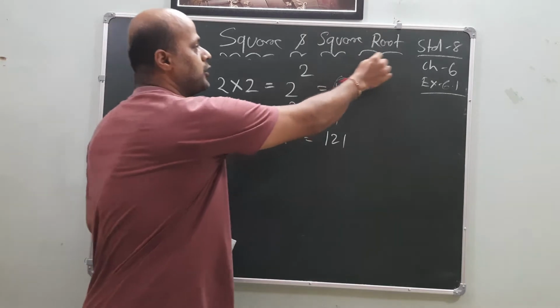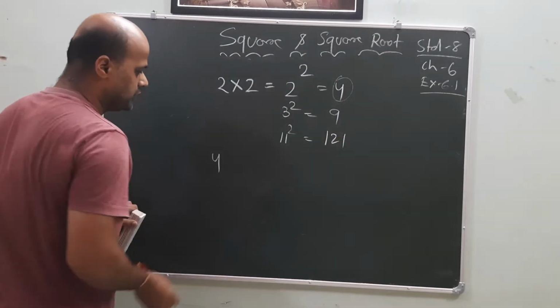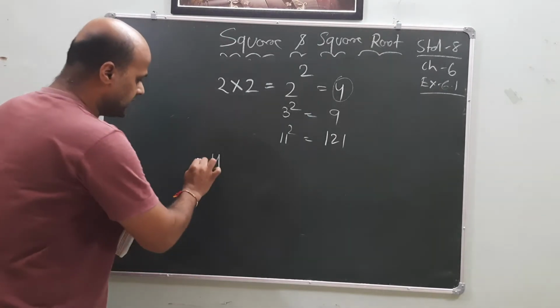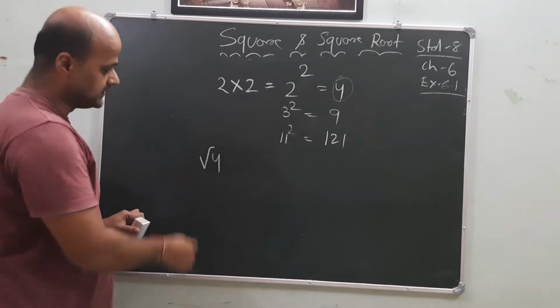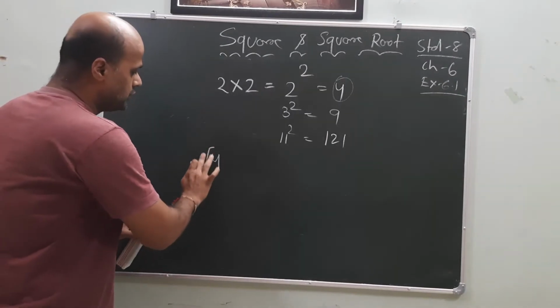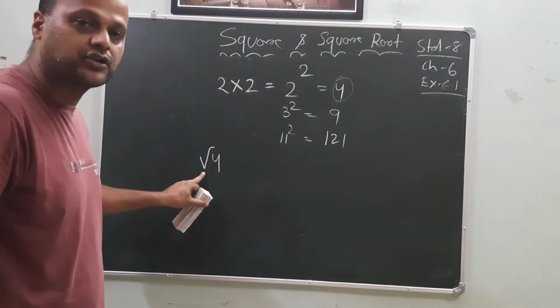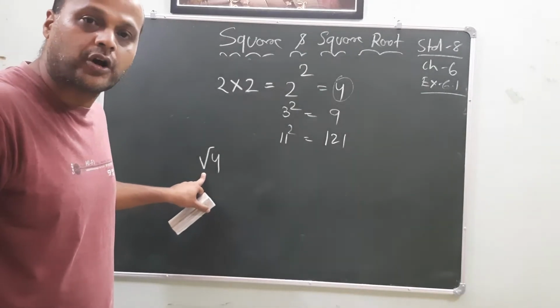So what is a square root then? The reverse of square is called square root. If 4 is written like this and I put a symbol like this, this symbol is called square root. Sometimes it is written with a 2. If it is not written with a 2, then it is called the square root of 4.